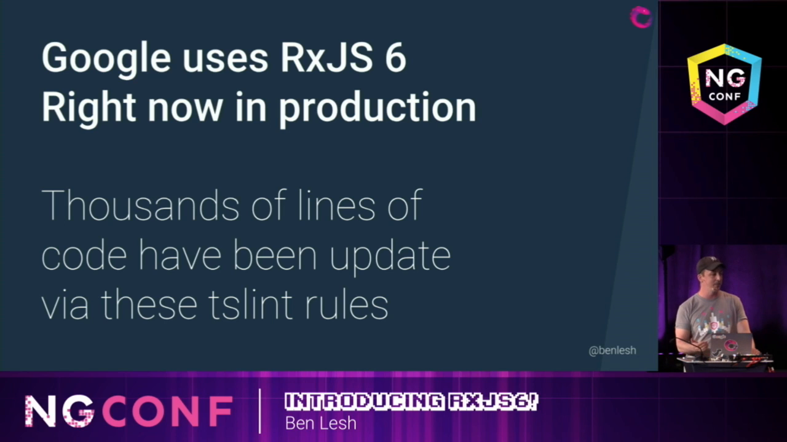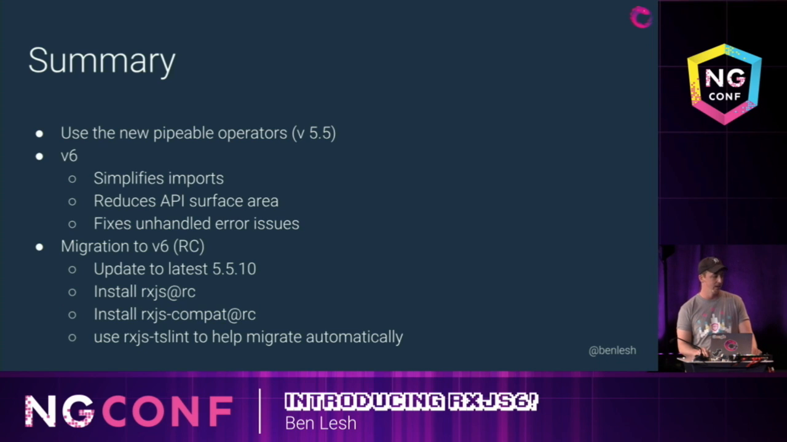Another thing that people should know is that right now, Google is using RxJS 6 in production, the same bits that we're talking about. We also ran these same tslint rules across thousands of files inside of Google and updated everything, and it's all working. So all of this has been thoroughly tested for you by Google, because we've only got one version of RxJS inside of Google, and it's RxJS version 6 right now. So proceed with confidence that this stuff is going to work.